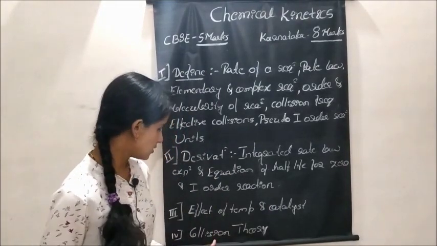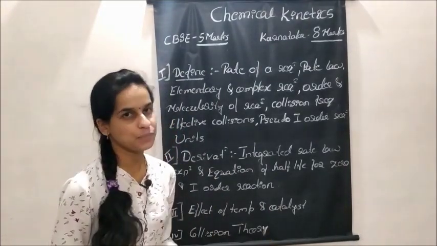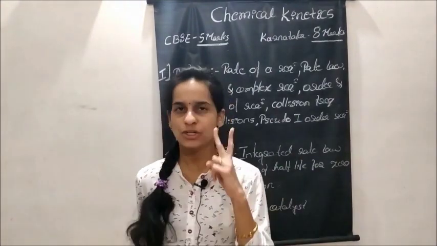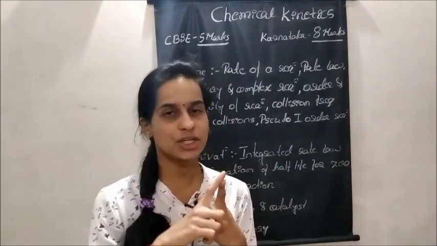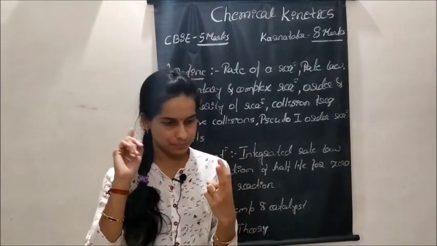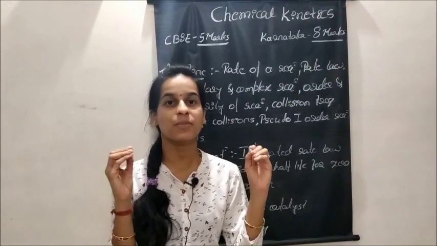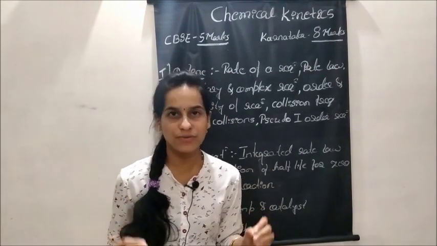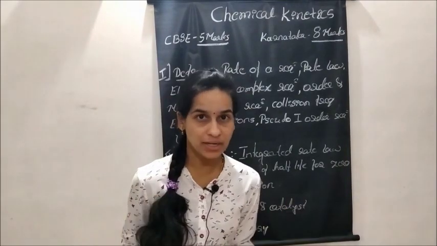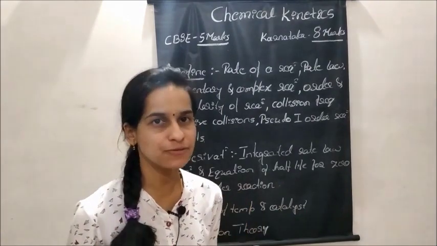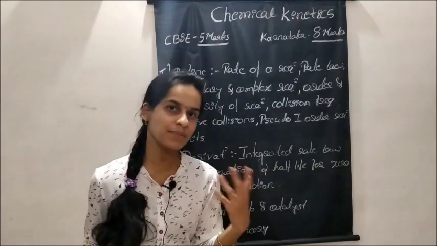Then the last concept, collision theory. While explaining the collision theory, you have to mention 2 important terms: threshold energy and proper orientation. The collisions of the molecules which collide with the minimum sufficient energy, called threshold energy, and the proper orientation are the reasons for the formation of the products.